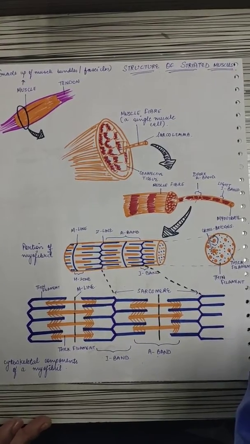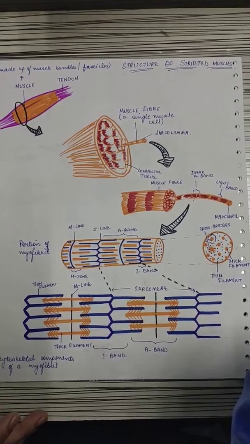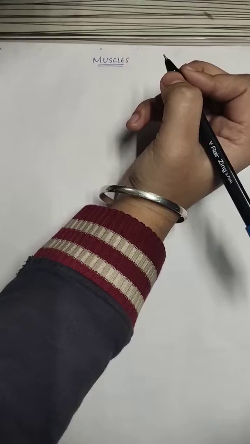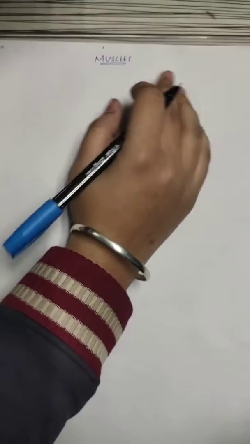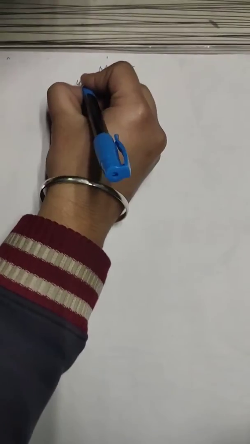Everyone. Today my topic is the structure of striated muscle. So before discussing the structure of striated muscle, we are discussing what striated muscles are. So first of all, it's muscles. The human muscle constitutes about 40 to 50% of the human total body weight.